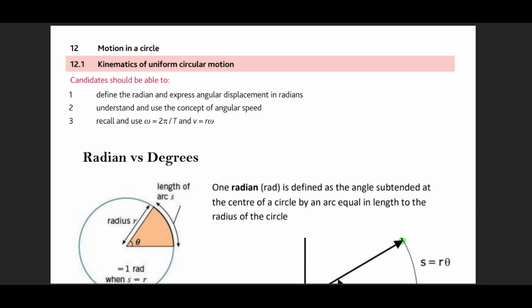This is circular motion for A levels. Okay, so the first topic says to define radian in terms of angular displacement in radians. So we need to understand what radians and degrees are.